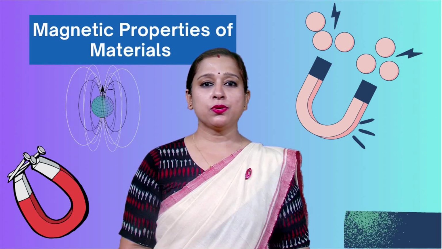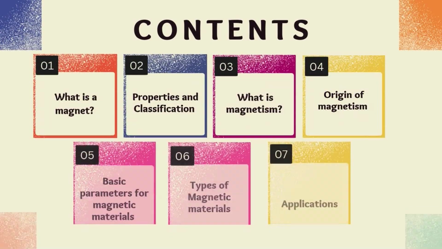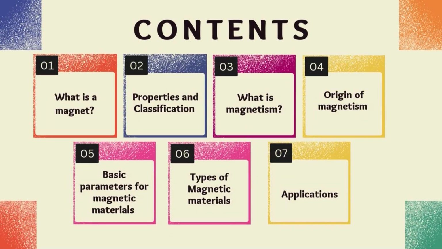Module 3 has been divided into 3 units. In the first unit, we will discuss magnetic property of materials. Here we will focus on what is a magnet, properties and classification, what is magnetism, origin of magnetism, basic parameters for magnetic materials, types of magnetic materials, and applications.